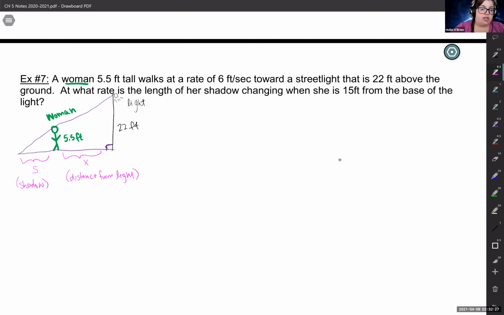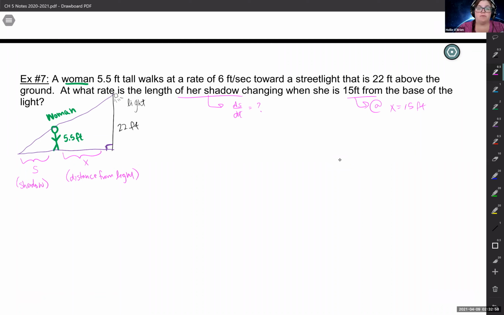Notice that the shadow goes from her to the corner. I said S was the shadow, and X was the distance she is from the light. We want to know at what rate the length of her shadow is changing. So we're looking for ds/dt when she's 15 feet from the base. So this is at x equals 15. We're looking for the rate of change when she's 15 feet from the lamp.